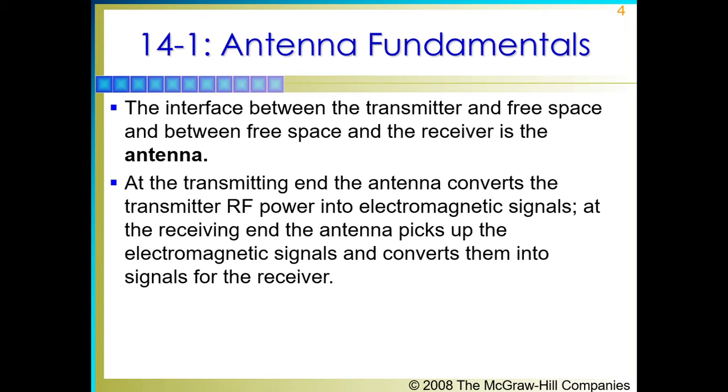The interface between the transmitter and free space and between free space and the receiver is the antenna. In layman's terms, an antenna is an electrical device which converts electric power into radio waves and vice versa. We can usually see them on radios and television. At the transmitting end, the antenna converts the transmitter RF power into electromagnetic signals. At the receiving end, the antenna picks up the electromagnetic signals and converts them into signals for the receiver.